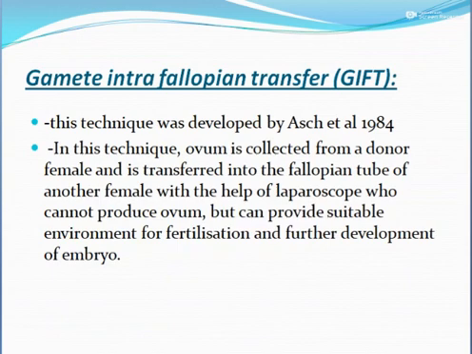Next we have gamete intrafallopian transfer. This technique was developed by S. et al. in the year 1984. In this technique, ovum is collected from a donor female and is transferred into the fallopian tube of another female with the help of a laparoscope, who cannot produce ovum but can provide a suitable environment for fertilization, and further development of the embryo will take place.